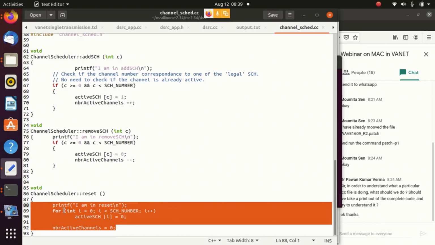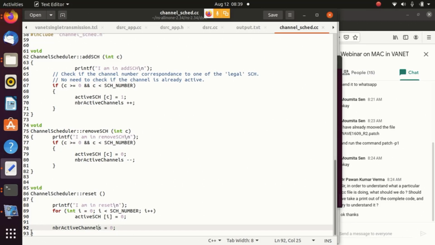But for debugging purpose, there should not be any bug present. It is necessary. So every active service channel will be 0, means it will be inactive, and number of active channels will be 0. Okay, so it will know how many active channels are there. No, means 0. You should pay attention to the names of the variables, number of active channels.